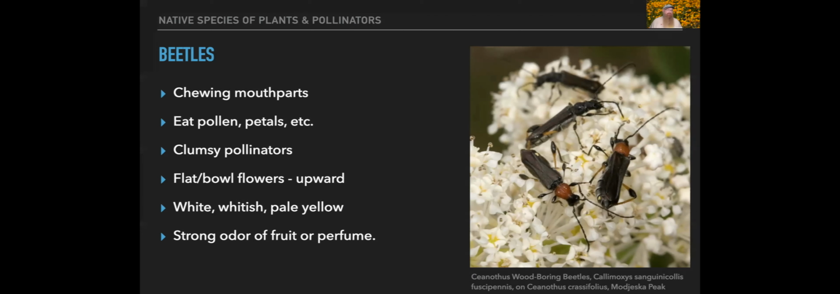Beetles have chewing mouth parts. They eat pollen, they eat petals. As they wander around, they're very clumsy, and they'll knock into the pollen. They'll get pollen on their body. They accidentally transfer it to the stigma of another flower. They're great pollinators. They're not doing it on purpose, though.